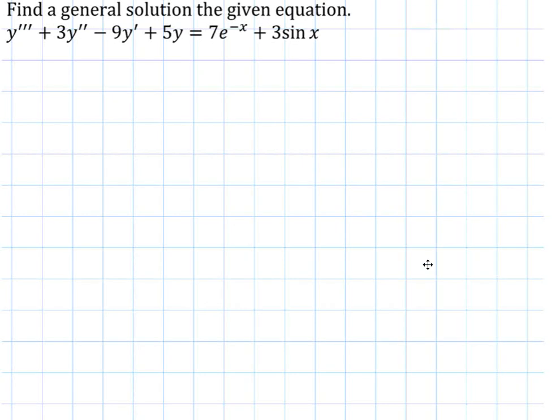Find a general solution to the given equation. This is a differential equation with constant coefficients, and on the left hand side we have two functions that we can guess the form of. So we will use the superposition principle. First we will find the homogeneous solution.